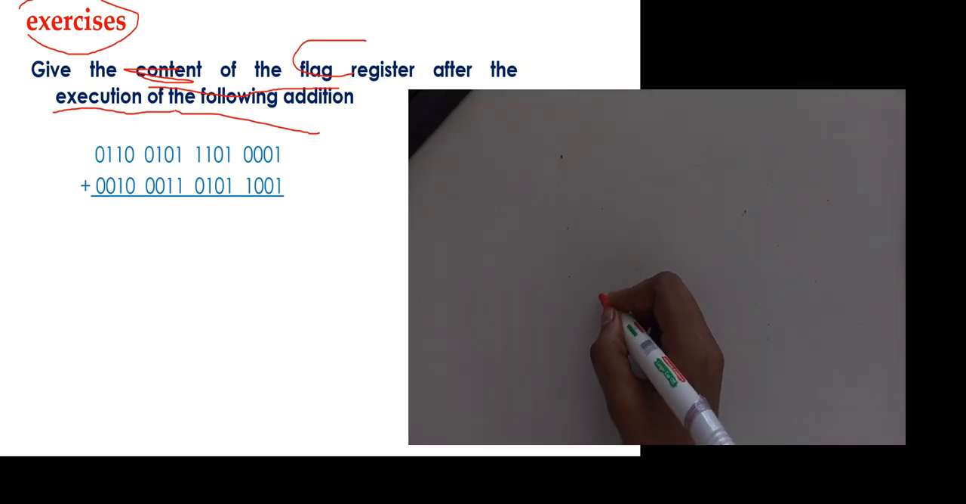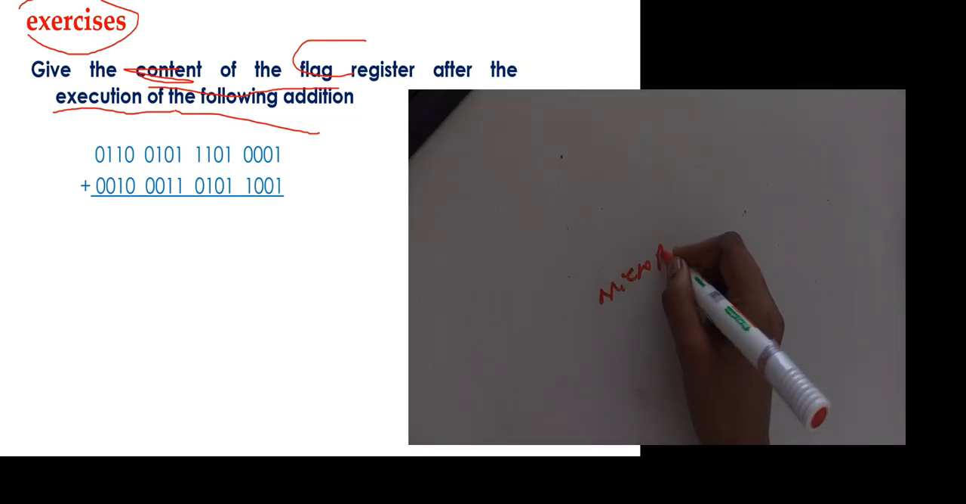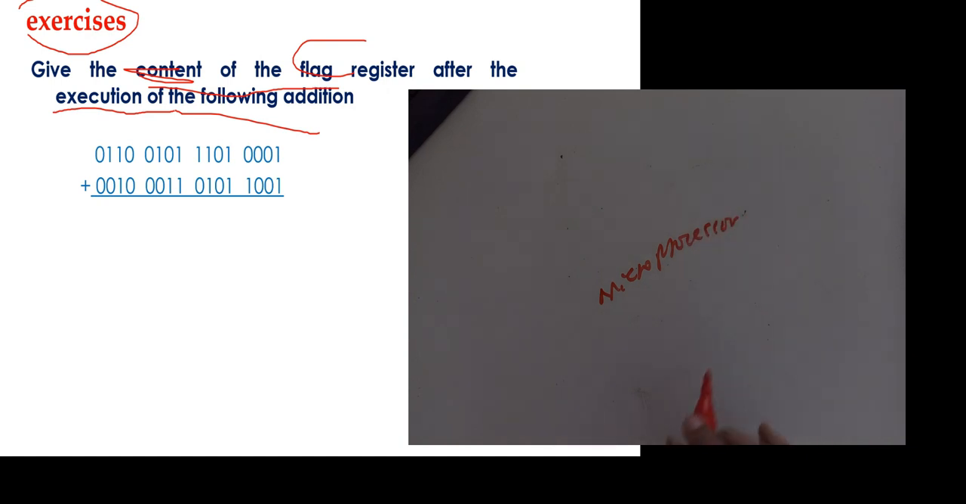Exercise. Give the content of the flag register after the execution of the following condition. After the operation of this condition, give the content of the flag register. For instance, on the 8086 microprocessor, we have a 9-bit flag register.